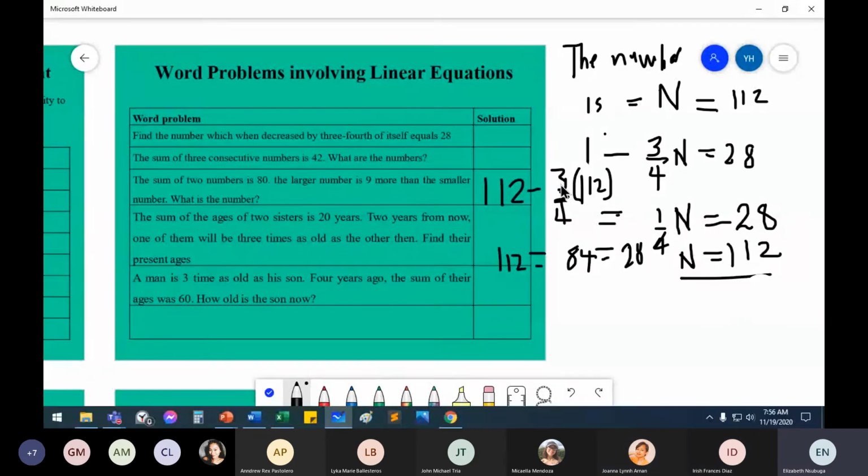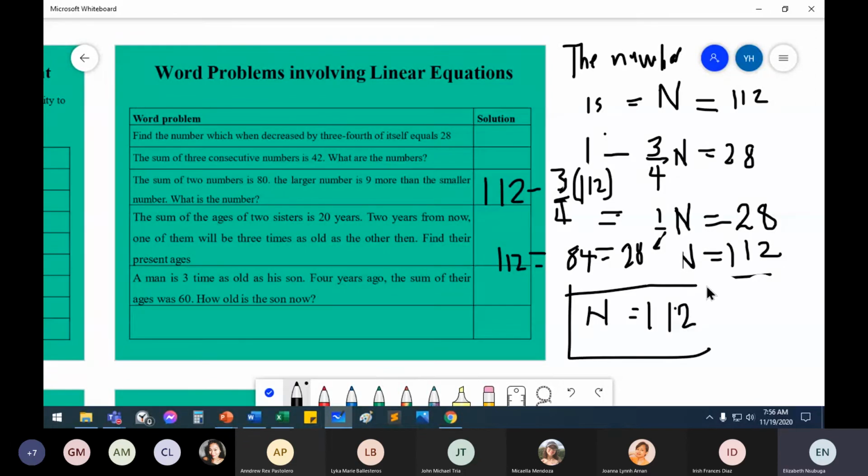So the 1/4 of n is equal to 28. Your answer is n is 112. That is our n. Okay. I became confused with this.